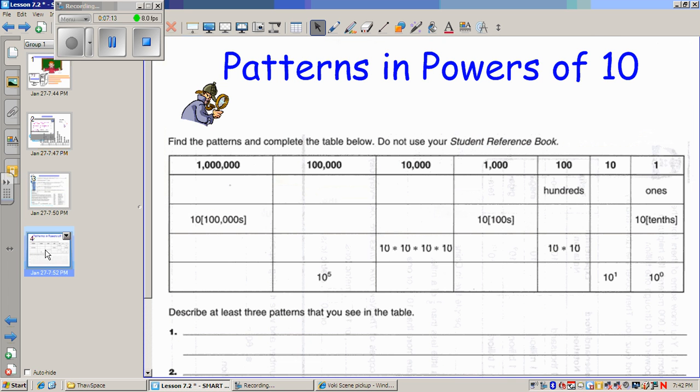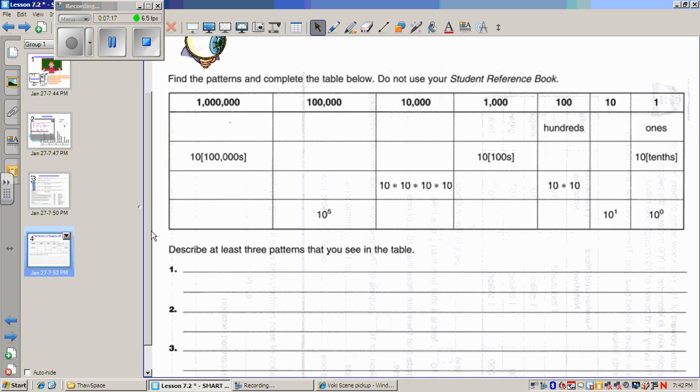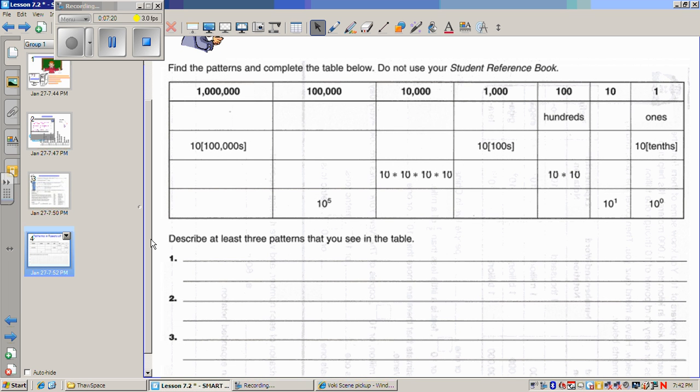And finally, you have one other chart you need to complete for tomorrow, the boxes, and that will help if you have your journal page with you. And then it says describe at least 3 patterns that you see in the table. What are the patterns? You can talk about exponents, exponential notation, powers of 10. All of those things would be patterns that you can notice and write down.